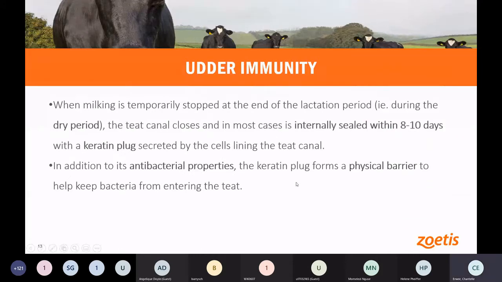Right, so when we look at the dry period, towards the end of lactation, that teat canal closes, and in most cases, and I'll put emphasis on that, you'll see why later. But that teat canal is sealed within about 8 to 10 days with what we call a keratin plug. And that plug is actually secreted by the cells that line the teat canal. And this keratin plug is very, very important because it forms a physical barrier from ascending bacterial infections. It also has antibacterial properties inherent to it.